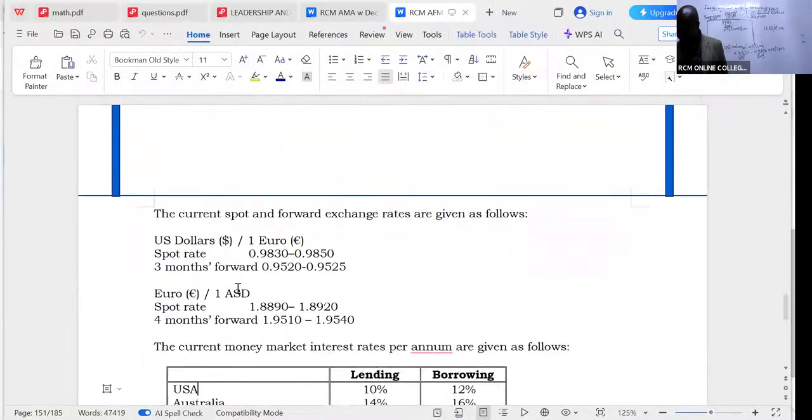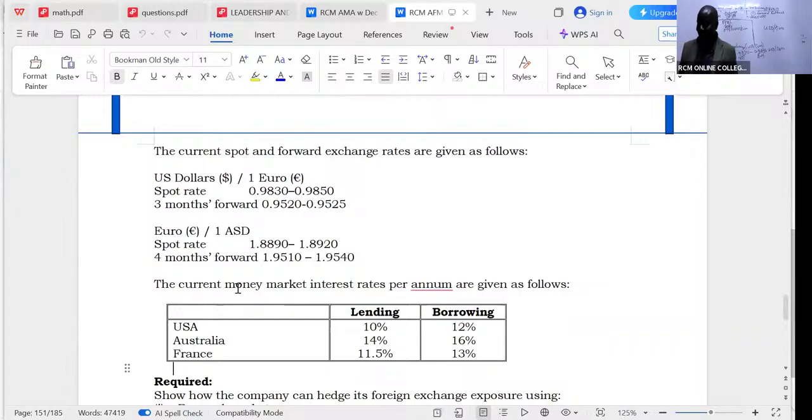Abracadabra, the interest rate of the euro. There is a table down there. Remember, which country uses the euro? The euro is France's, isn't it? So it has told you the borrowing rate for France's euro is 11.5. No, lending is 11.5. And what is borrowing? 13.5.